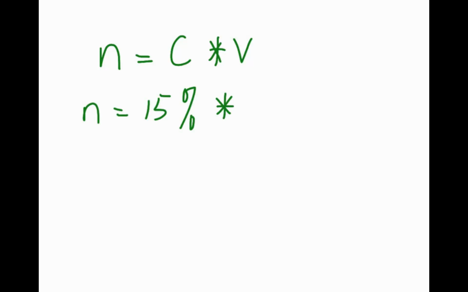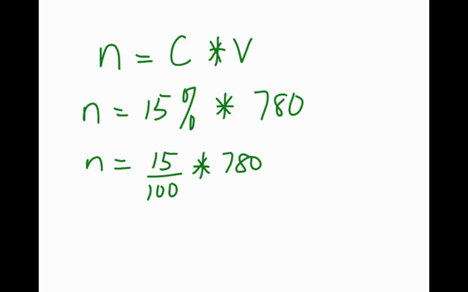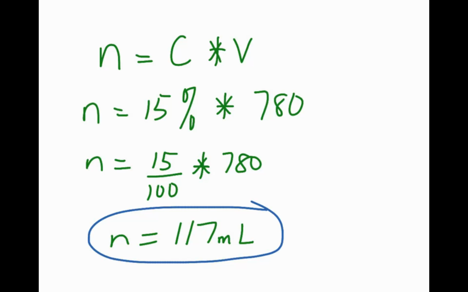So we see that our N is equal to C times V, CV, right? So our N will be equal to 15% times the volume, 780. And then N will be equal to 15% means 15 out of 100 times 780. And of course, when you multiply and divide, okay, you have 107 milliliters. And that is the amount, or the number of moles. Next question.